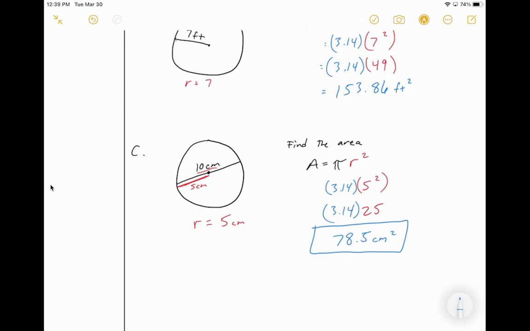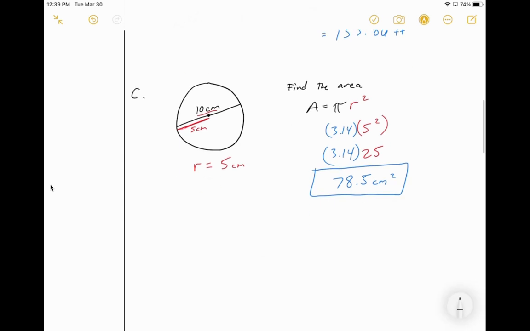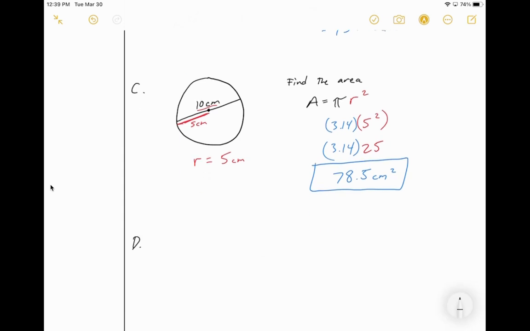All right, so let's try another one here. Find the area if D is equal to 18 yards. Find the area of the circle if D is equal to 18 yards.